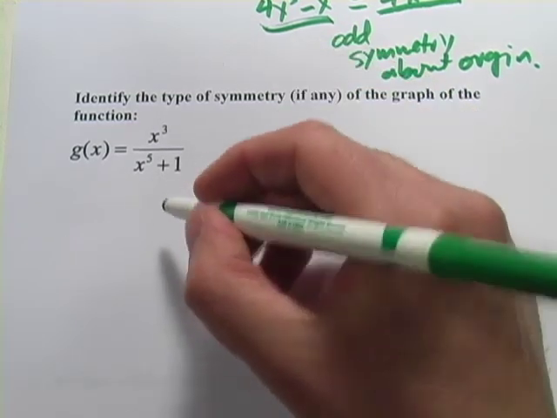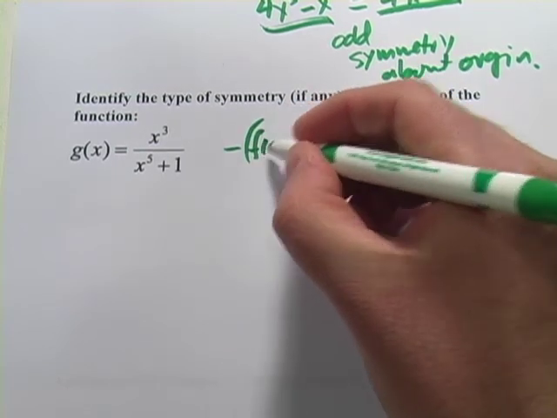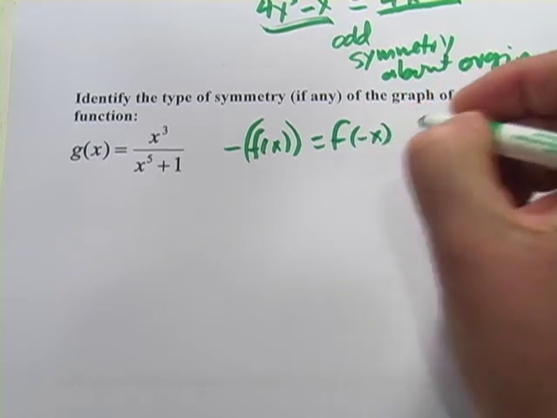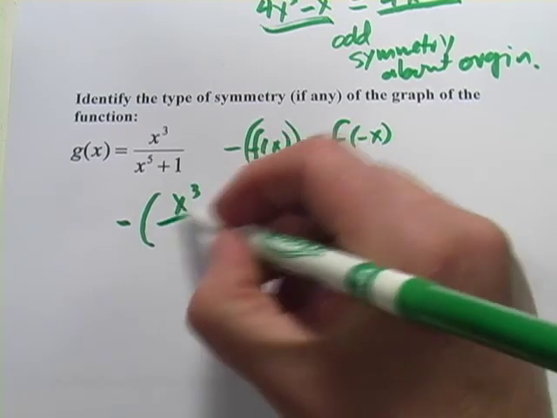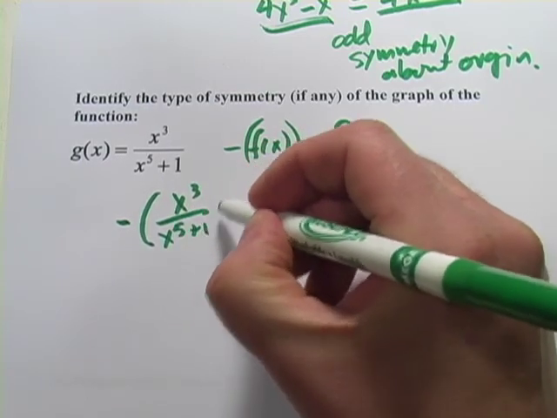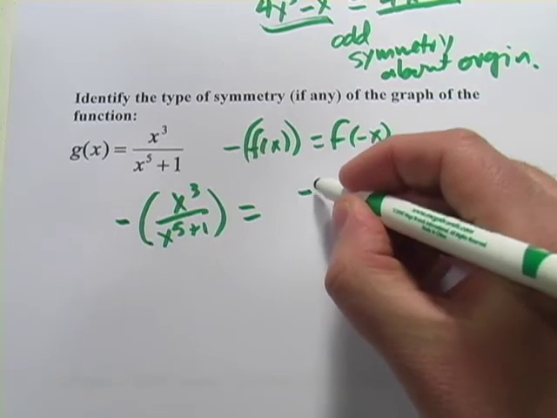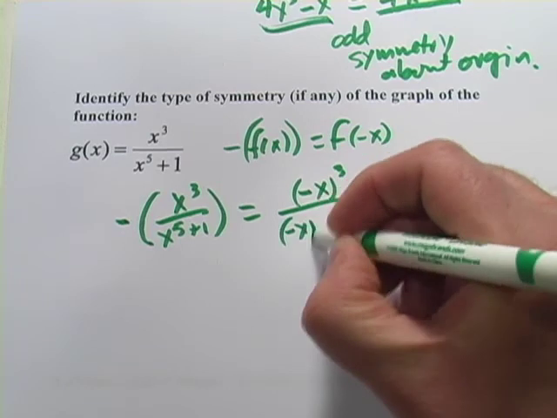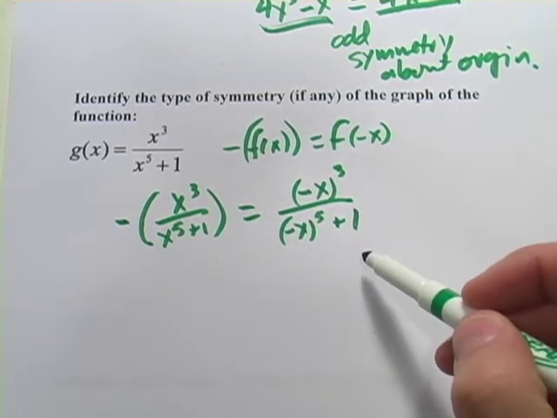We'll do the same thing we did. Negative f of x equals f of negative x. So negative f of x is going to be like this. And f of negative x is going to look like this: negative x quantity cubed over negative x quantity to the fifth plus 1. Rest of the function written as normal.